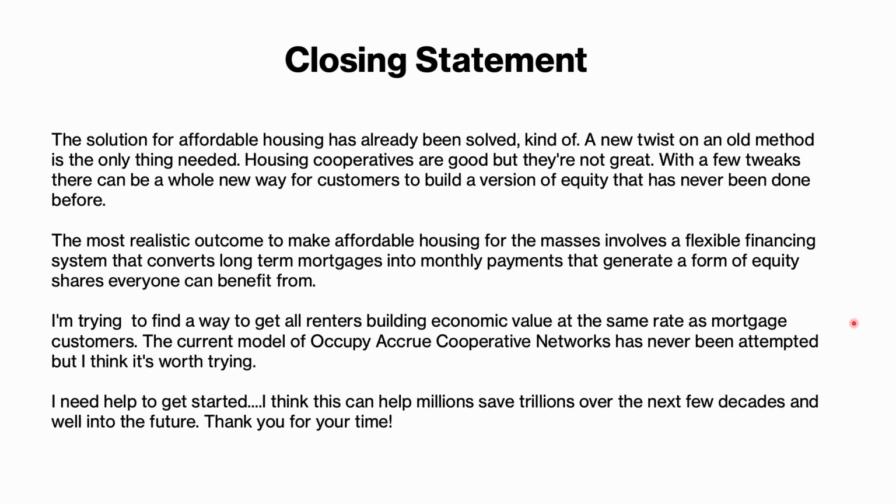The solution for affordable housing has already been solved, kind of, sort of. A new twist on an old method is the only thing needed. Housing cooperatives are good, but they're not great. With a few tweaks, there can be a whole new way for customers to build a version of equity that has never been done before. The most realistic outcome to make affordable housing for the masses involves a flexible financing system that converts long-term mortgages into monthly payments that generate a form of equity shares everyone can benefit from.